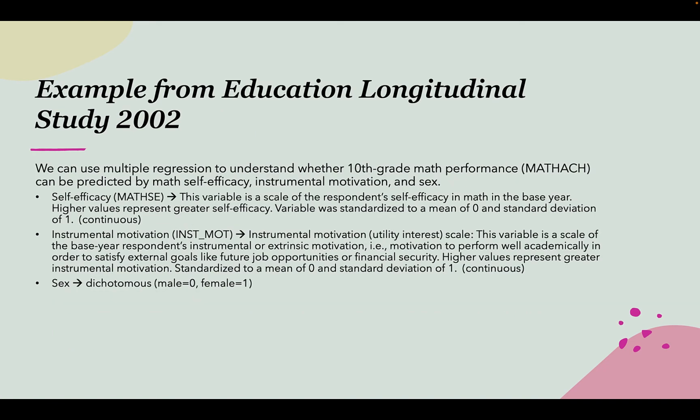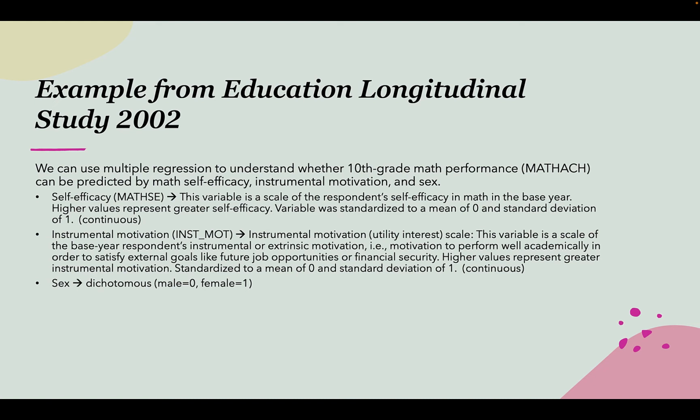All right, so let's do an example from the Education Longitudinal Study of 2002. We can use a multiple regression to understand whether 10th grade math performance can be predicted by math self-efficacy, instrumental motivation, and sex. Self-efficacy represents how well the student thinks he or she can do in math.